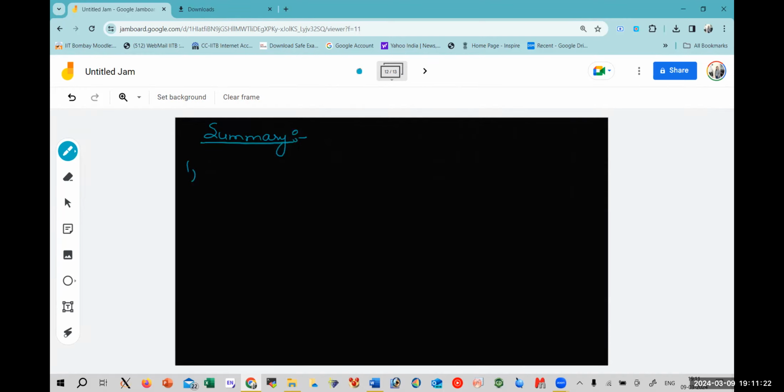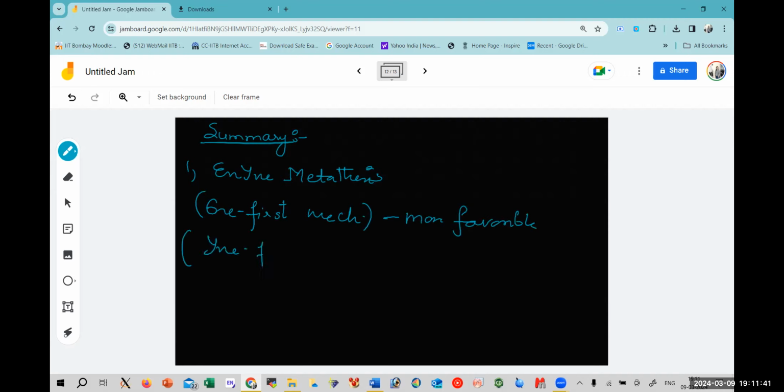So firstly, we saw the ene-ine metathesis. What is a possible product of it? And we have already seen that the ene-first mechanism is more favorable compared to the ine-first metallocycle.